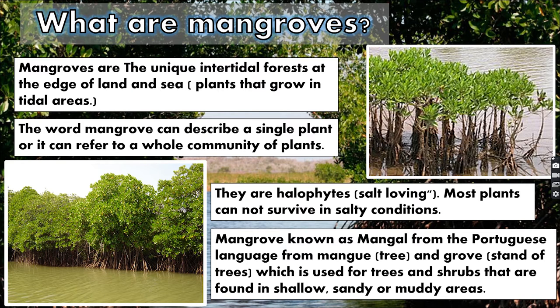They are halophytes, that is, they are salt loving. As we all know, most plants cannot survive in salty conditions, but here it's the opposite. Mangroves start growing in salty conditions. The word mangrove is derived from the Portuguese language, wherein mang means tree, and grove is used for trees and shrubs that are found in shallow, sandy, or muddy areas.